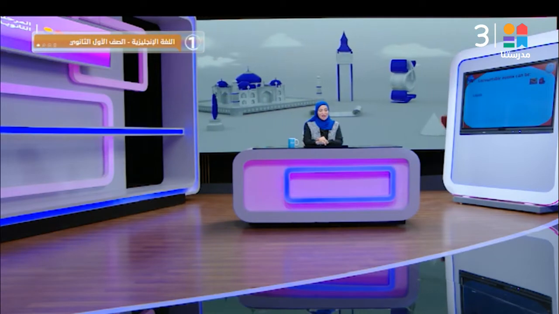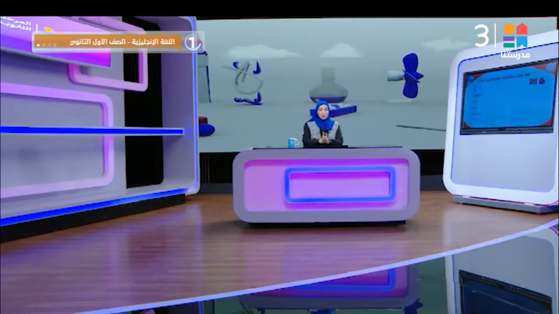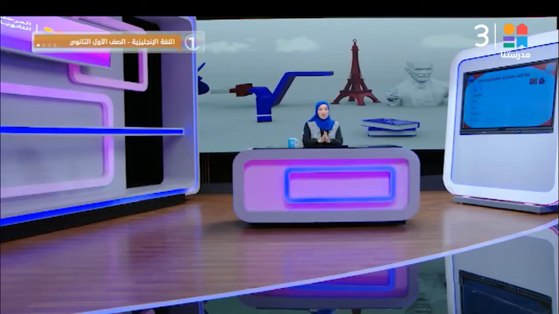The first thing is liquids. All liquids are uncountable. For example, we say milk, tea, coffee, juice. All these words and more liquids are uncountable. What does uncountable mean? It means we can't make them plural. We can't add the plural s. We can't say milks. So it's an uncountable noun. Even if we say coffees, we don't mean the liquid itself. We mean cups of coffee. So the word milk, the liquid itself, or the word tea, the liquid itself, is uncountable.